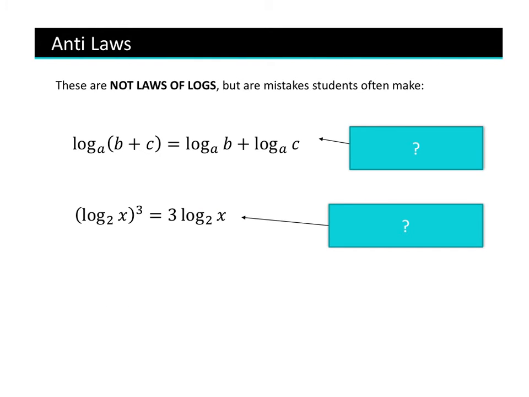These are called anti-laws. Do you know why? Because they are wrong. This is not correct and this is not correct. Okay?